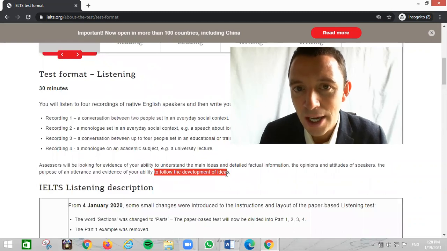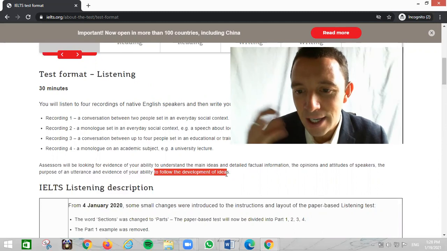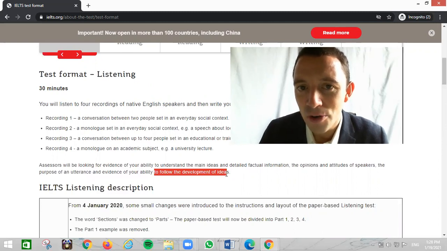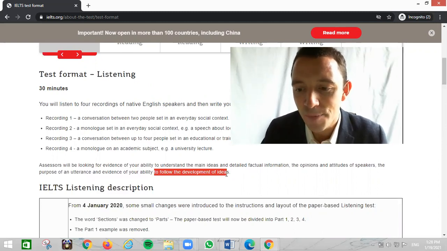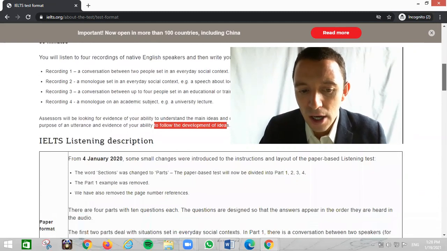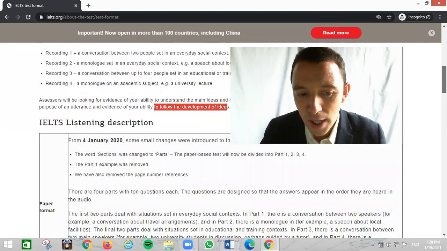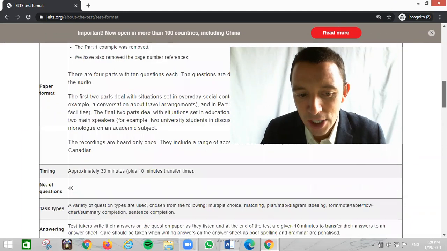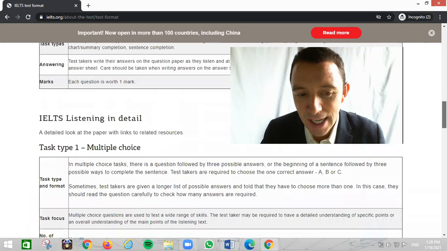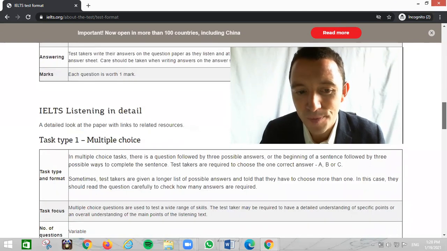So it is tricky, but very similar to all the other types of English exams. Okay, so you have to get the feeling of the audio and try to identify the correct answer, of course. Okay, so here's the description. So that's the same explanation. And let's look in detail at part 1, task type 1.